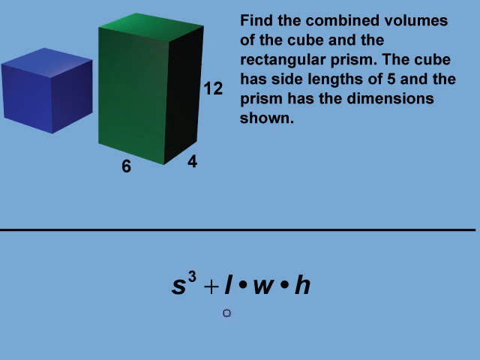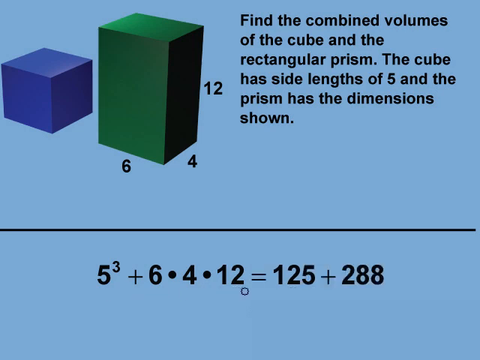Let's replace the variables with the given measurements as shown here. We get 5 cubed plus 6 times 4 times 12. We get 125 plus 288, which is equal to 413. Let's look at a final example.